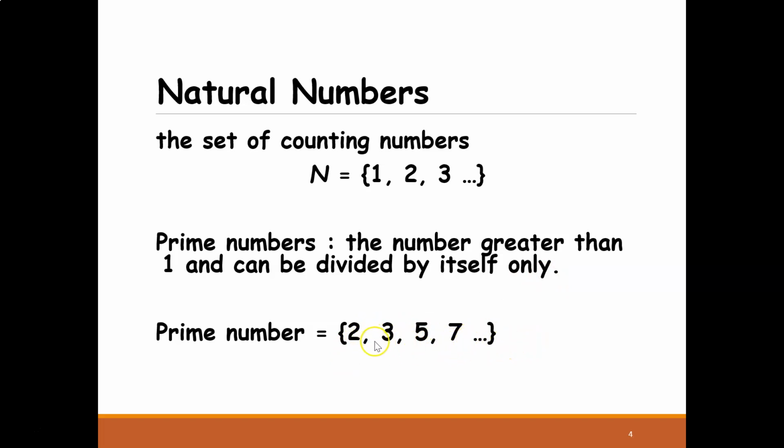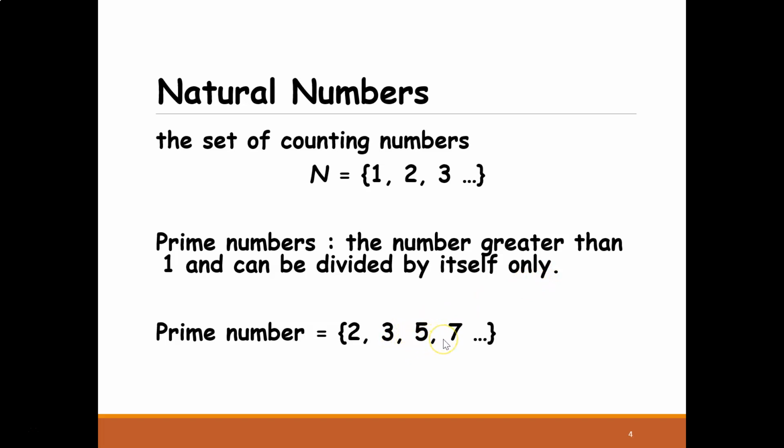Why is there no 4 over here? We start from 2, 3, and then 5, because 4, we can divide 4 by 2. It is clearly mentioned that prime numbers is the one that can be divided by itself only. Cuma boleh dibahagi menggunakan nombor itu sendiri. But 4 we can divide by 2. So 4 is not a prime number.